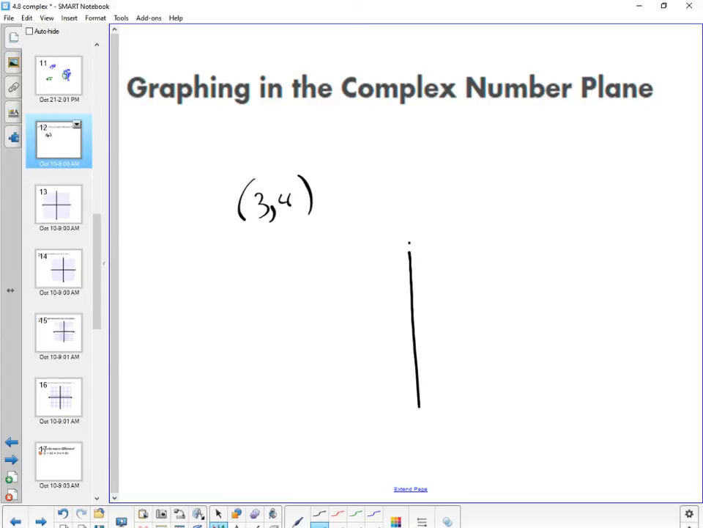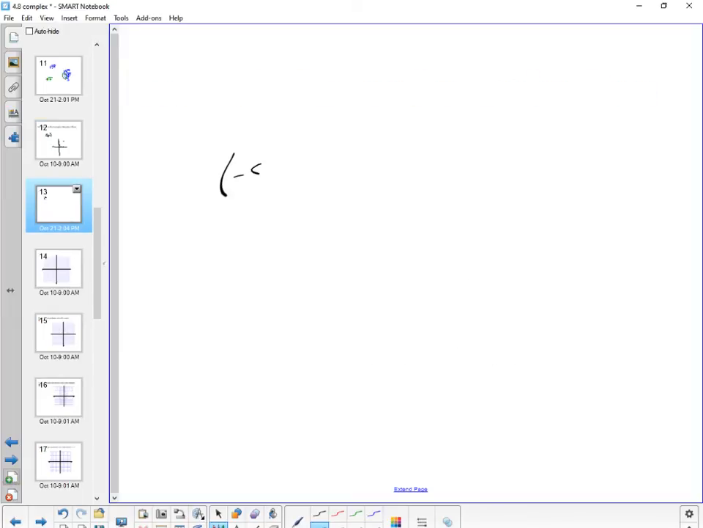3 to the right from where? From 0, 0, right? So 1, 2, 3. 1, 2, 3, 4. Then that would be 3, 4, right? Someone want me to do another one? Okay, one more. Let's do negative 5, 2. From the origin, 1, 2, 3, 4, 5, 1, 2, and then there's my point, correct? Now, we're going to be looking at a new coordinate plane, which is the imaginary plane.